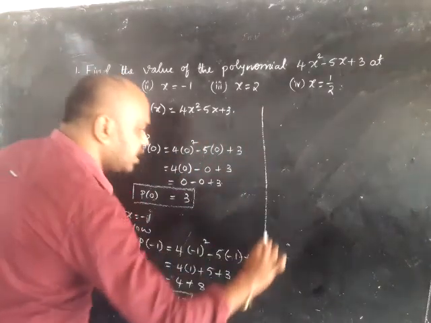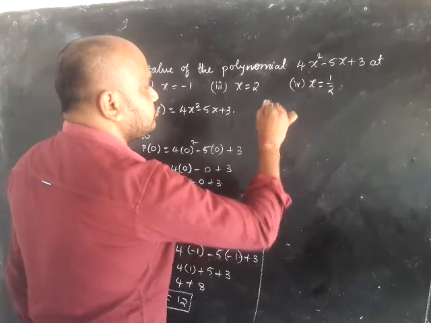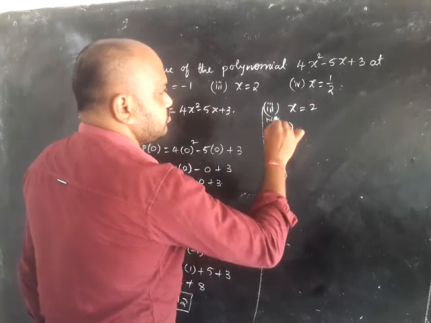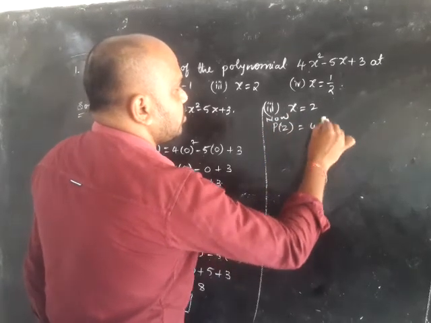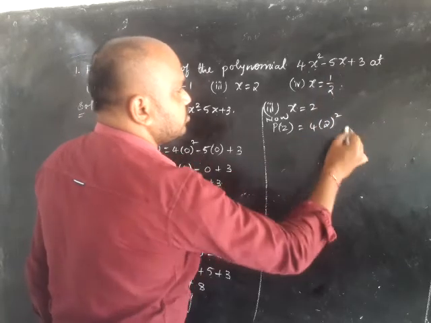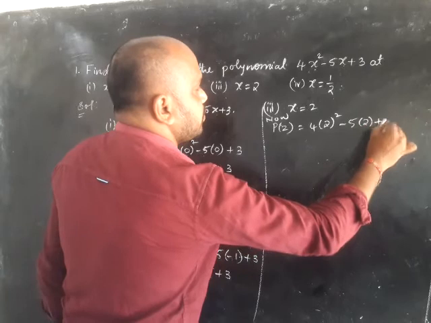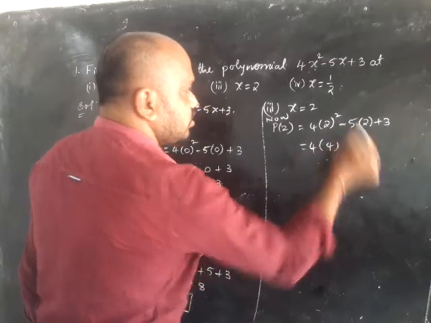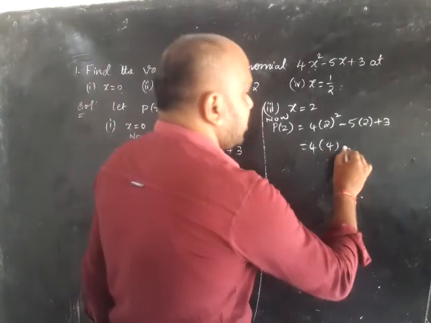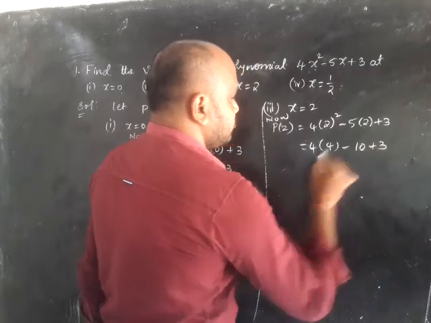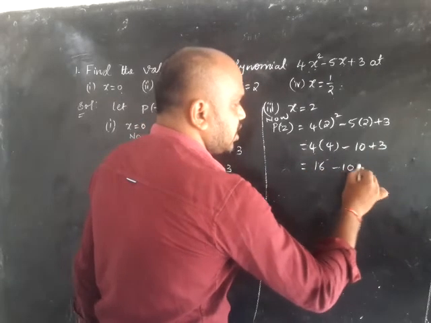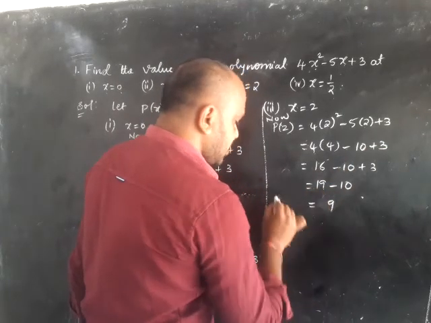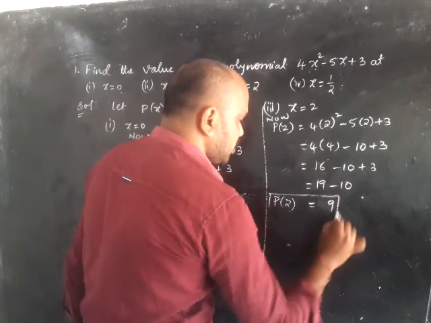Now see the third one, at x = 2. p(2): 4 into 2², in place of x replace with 2, minus 5 into 2 plus 3. 2² is 8. Sorry, 2² is 4, actually. Minus 5 twos are 10, plus 3. 4 fours are 16, minus 10 plus 3. 16 plus 3 is 19, minus 10 is 9. So p(2) is equal to 9.